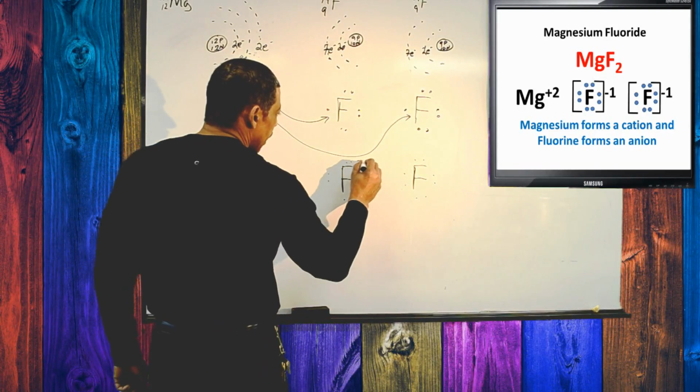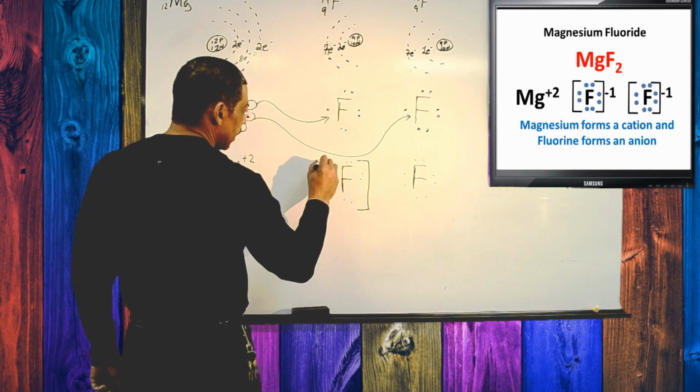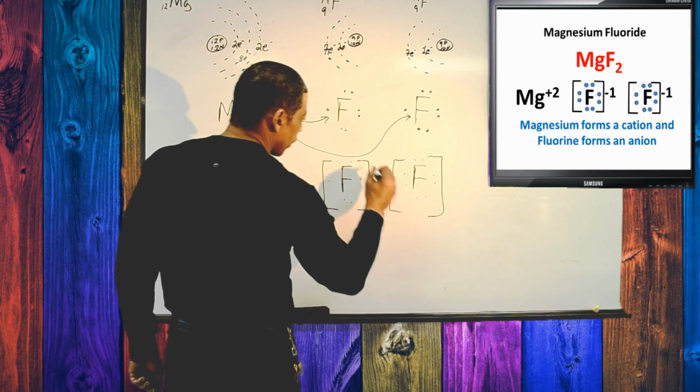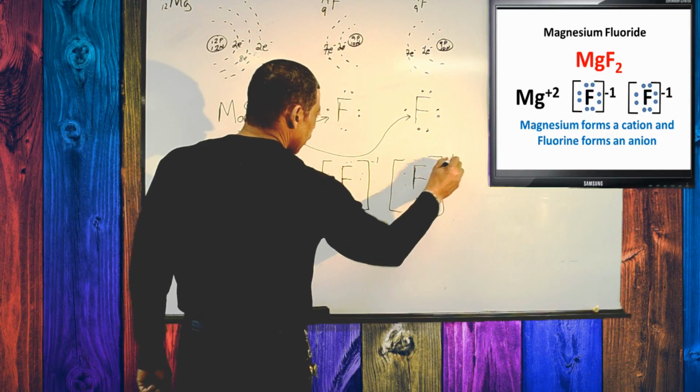The fluoride ion formed after gaining 1 electron each will be placed in brackets and the negative charge written outside of the brackets.